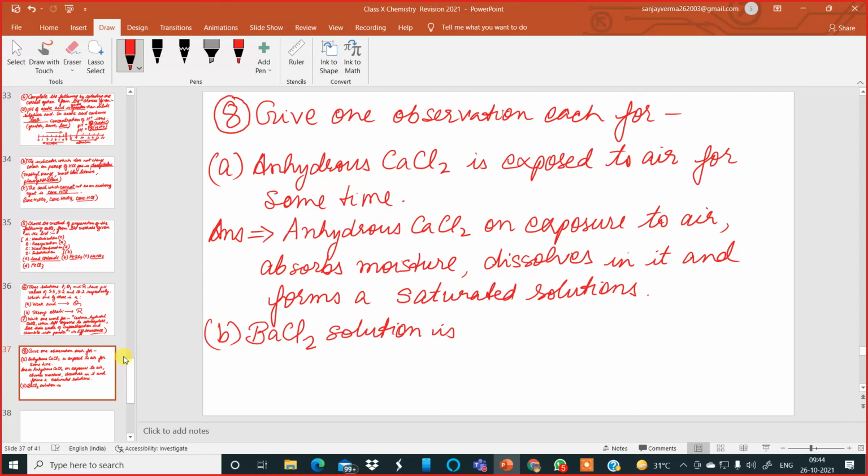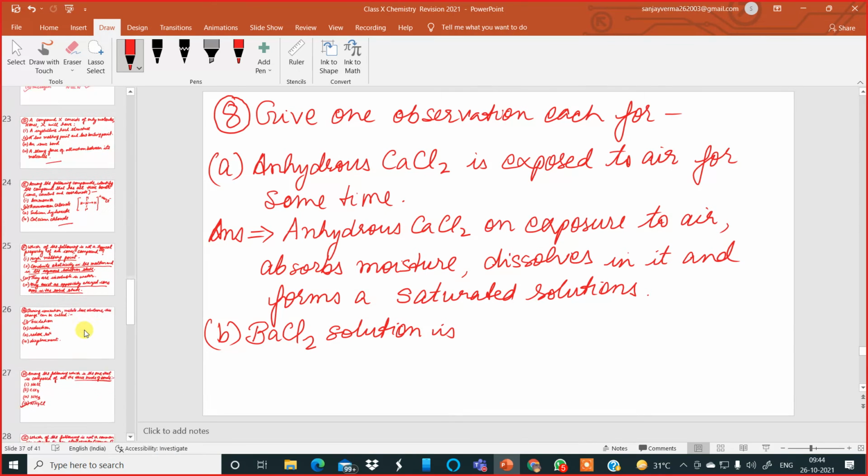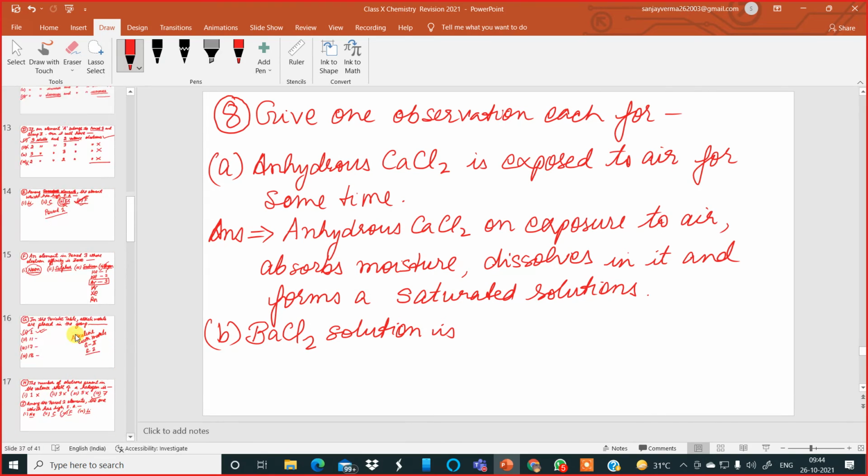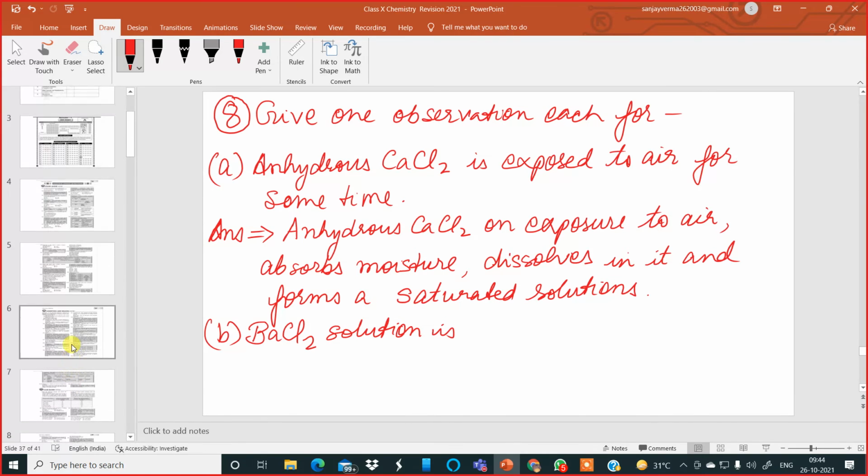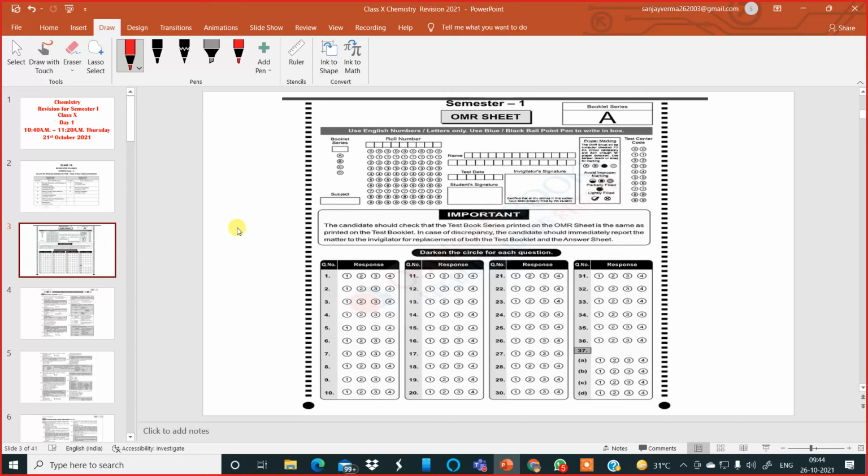In the previous class, I showed you one MCQ OMR sheet. Did I show you in the previous classes? Yes, sir. An OMR sheet looks like this. Let me show it again. It is here on the screen. For semester 1, your OMR sheet is like this. You can have a look at it very carefully.